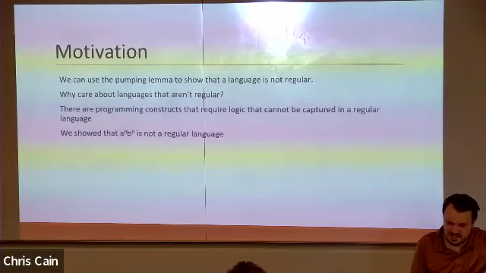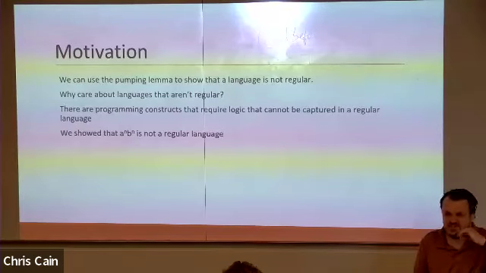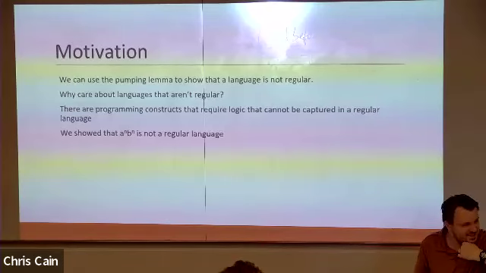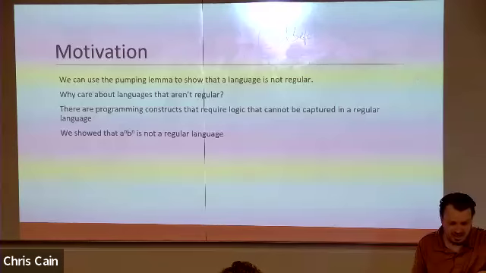For instance, we showed that this language, A to the N, B to the N, is not a regular language. What was the reasoning behind A to the N, B to the N not being regular? You can't ensure that they're both the same number of characters. Yeah, once we read the number of A's, we need to map that number of B's to it. If we read 100 A's, we need to know that there are 100 B's to follow.